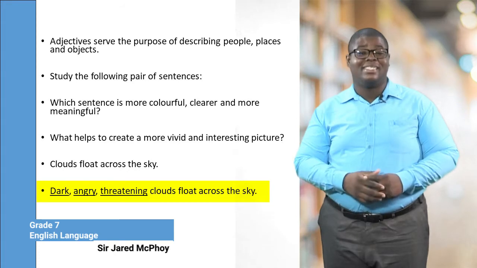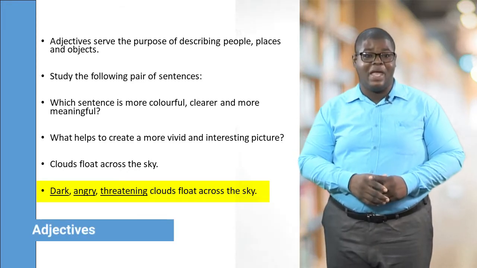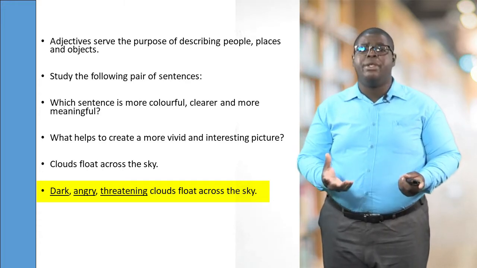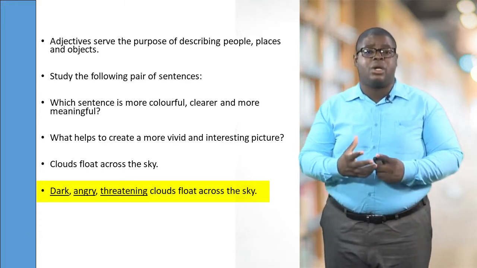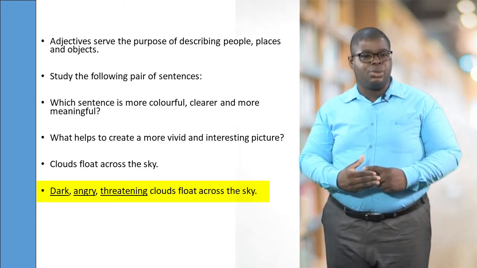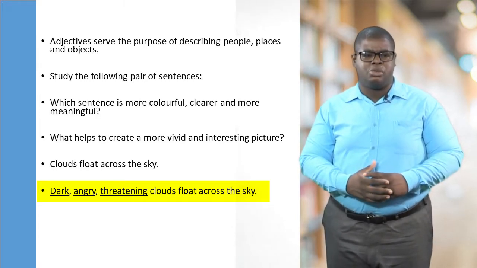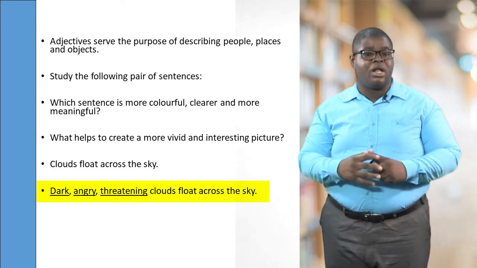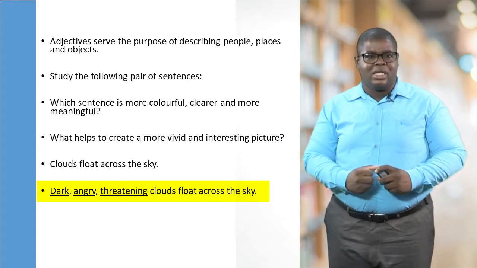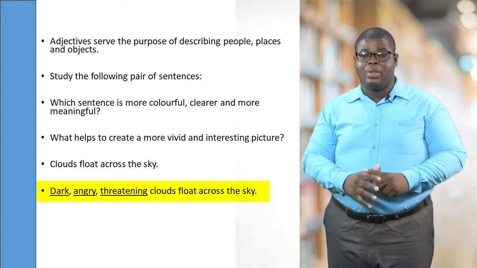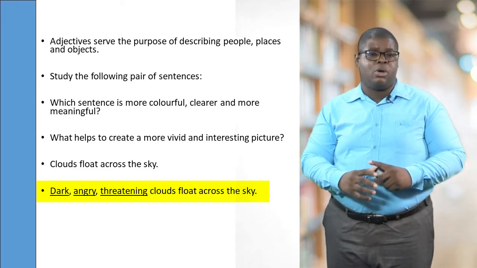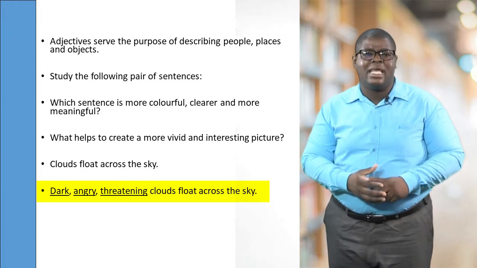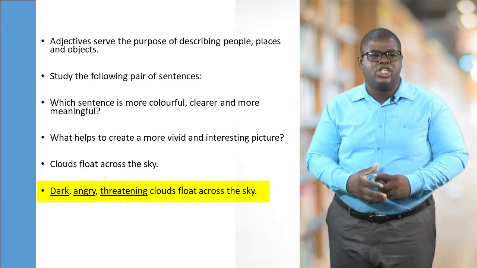I think we can all agree that sentence 2 is better written, all right? So it's vivid, it's clear, it's colorful. In the first sentence, all we know is that these clouds are floating across the sky. But in sentence 2, it describes these clouds. We know that they're dark. And when we see dark clouds, we associate them with rain, a lot of rain. Angry. So it looks like, you know what? These clouds, we can't play with them. The rain that's about to come from them is going to be very heavy. Threatening, it adds this destructive nature.